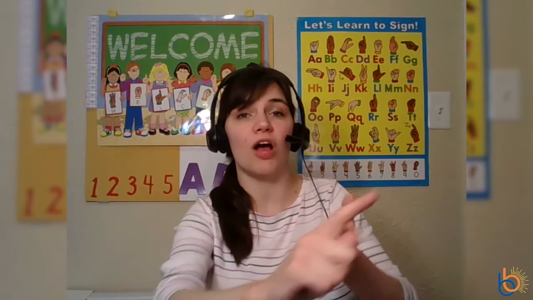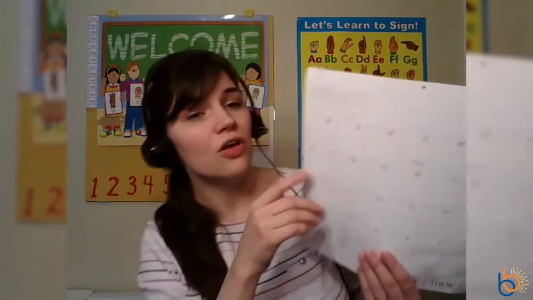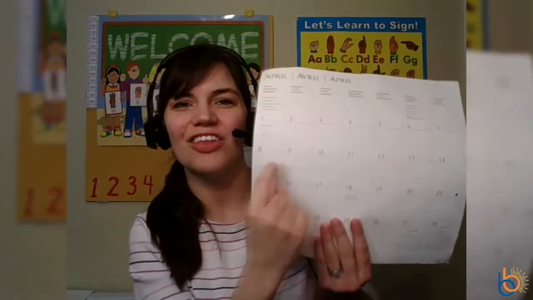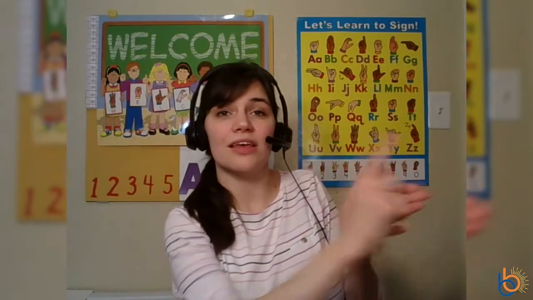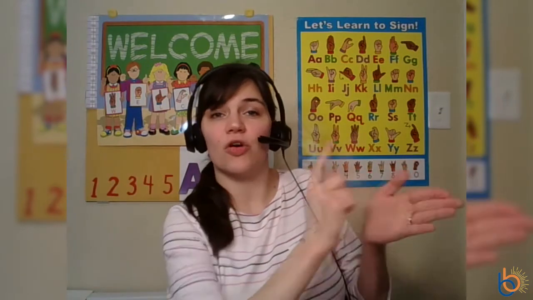To sign week, you're going to hold your hand out flat, make a D shape, but kind of flatten your hand and move it across. A week goes across on the calendar. So week, a D shape kind of for the days that are going across in a week.